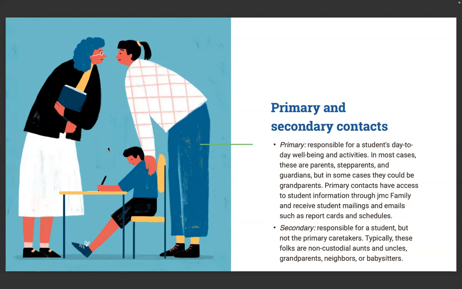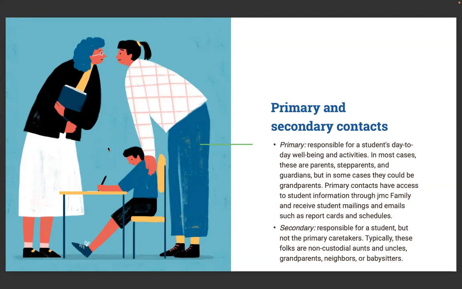Primary contacts have access to student information through the JMC Family Portal and receive student mailings and emails such as report cards and schedules. So an important thing to note, only contacts that are associated with a student as a primary contact have access to the JMC Family Portal.